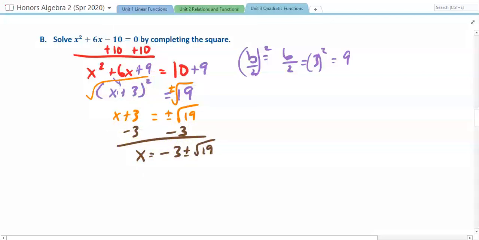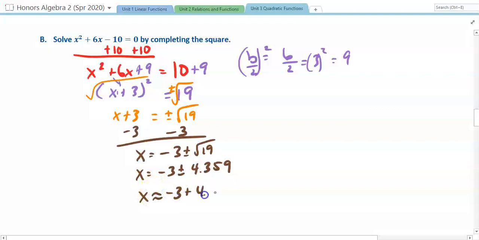Now, this is a perfectly legitimate final answer. We don't need to simplify it unless we need the decimal for something specific. And so when we do the square root of 19 in our calculator, we're going to get a number that's about 4.4 or so. To 3 decimal places, it is 4.359 with rounding. That's 4.35889.